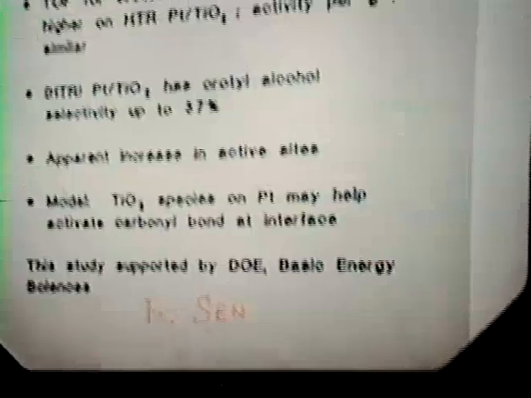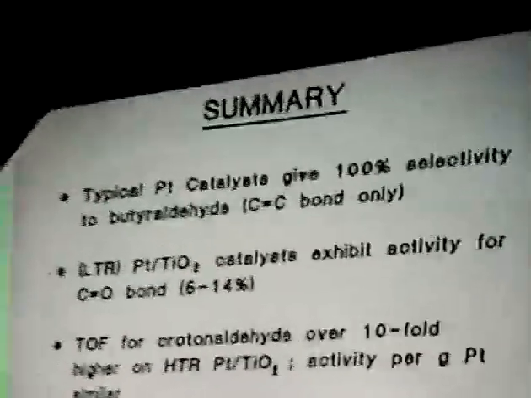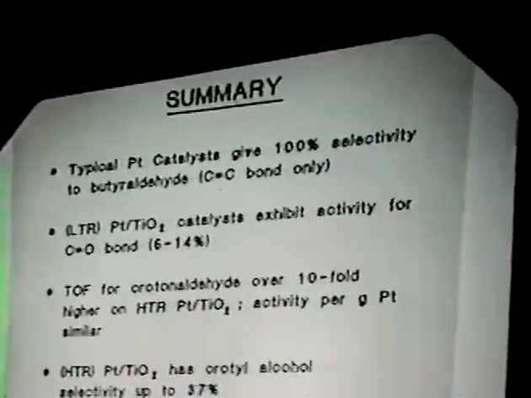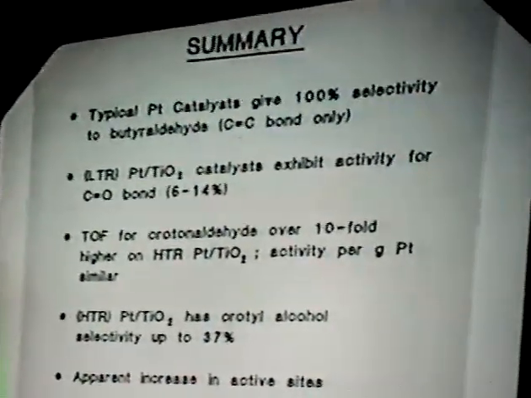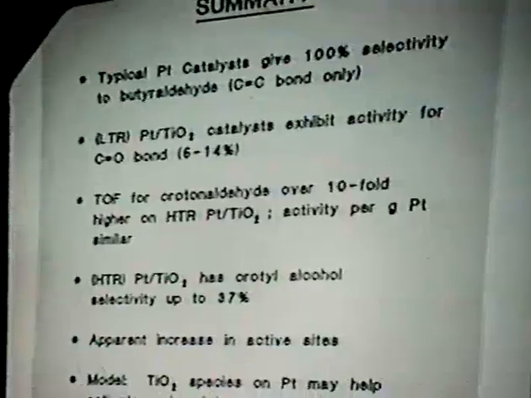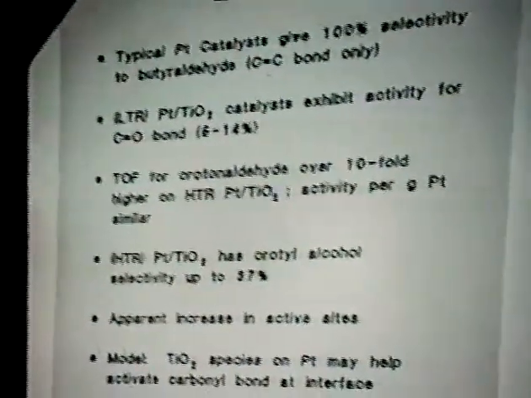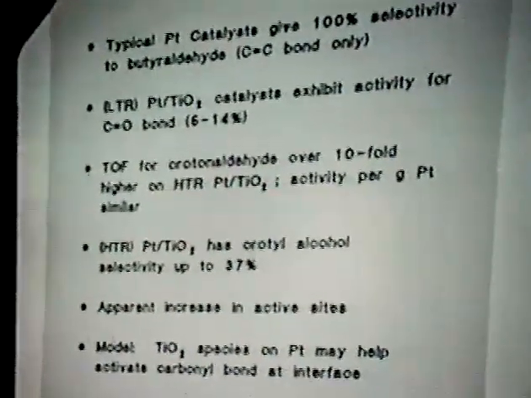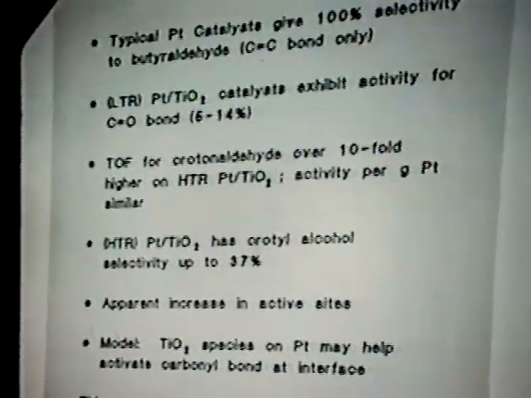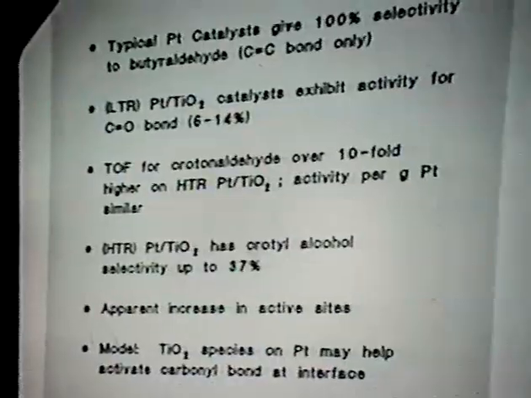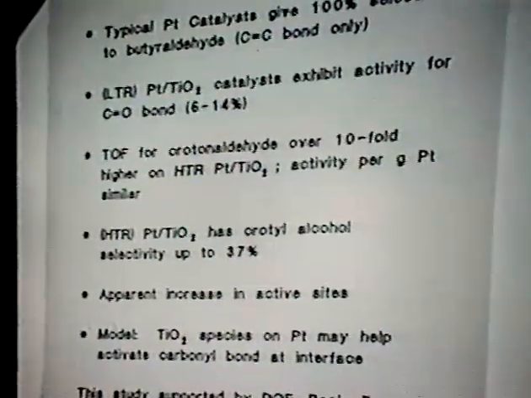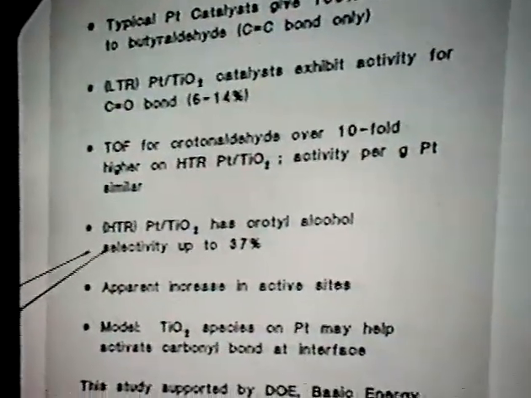Well, in summary then, I'd just like to say that typical platinum catalysts give us only butyraldehyde. However, if we put the platinum on titania with varying pretreatments, we have varying degrees of success in being able to change the selectivity to give us crotyl alcohol. We see a 10-fold higher turnover frequency on this high temperature reduced platinum sample, even though the activity per gram of platinum is similar. I mentioned the selectivity. To date, we've gotten up to 37%.